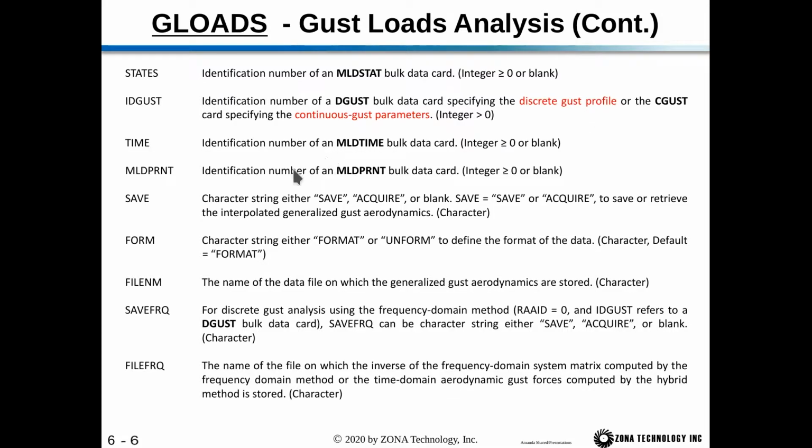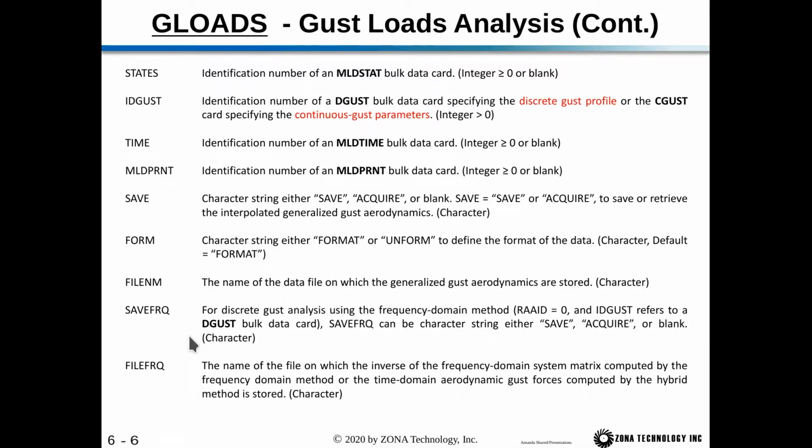And then in the next fields, you can save and acquire some of the Gust aerodynamics. So the first save field can be save or acquire to save or retrieve the interpolated generalized Gust aerodynamics. And then we have a form field to specify the format of that saved data. It can be either format or unform for either ASCII or binary file. And then file name is the name of the data file.